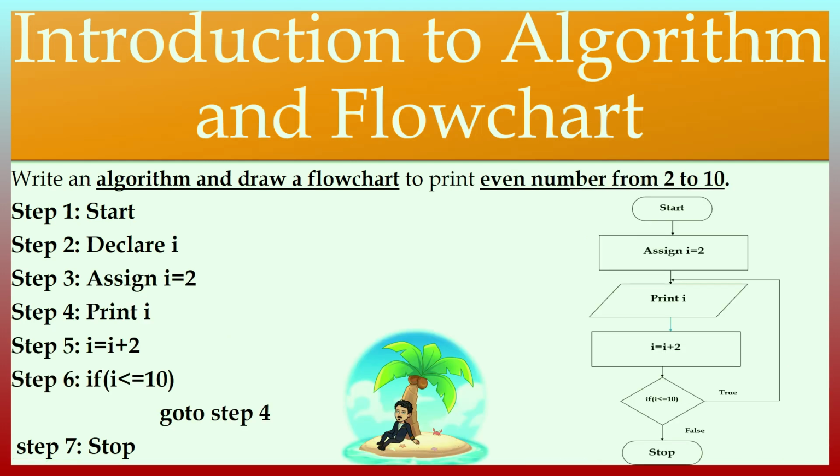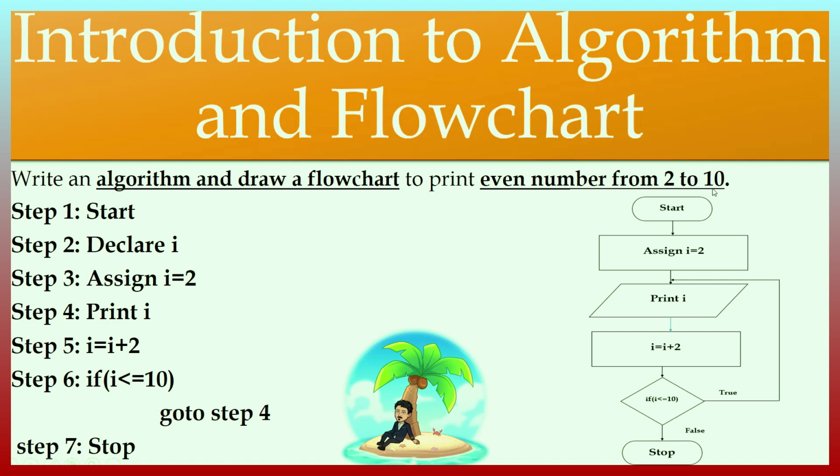So the next example is, write an algorithm and draw a flowchart to print even numbers from 2 to 10. So we want to print the even numbers from 2 to 10. So what are the even numbers? 2, 4, 6, 8, 10, 12, and it goes on. So they are called even numbers. You want to print the even numbers starting from 2 to 10.